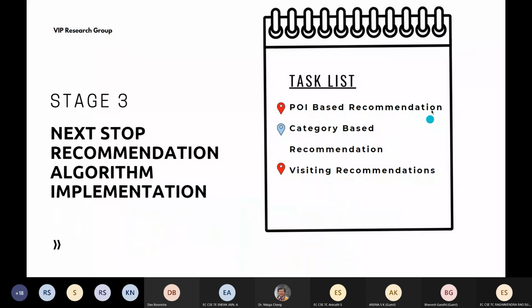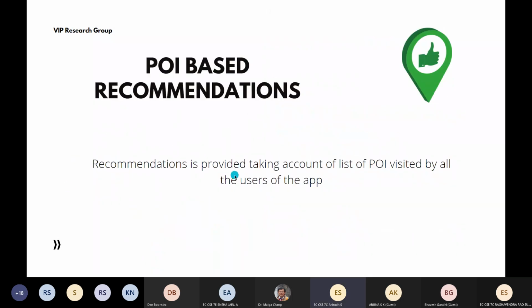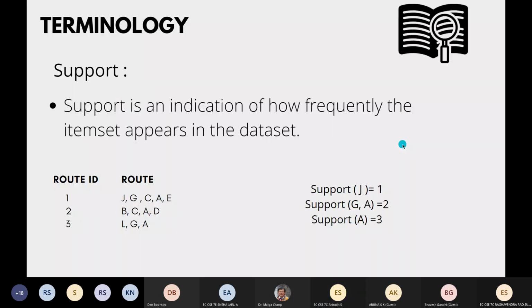And finally, stage 3 is where the next stop recommendation algorithm is actually implemented. So we have 2 recommendation algorithms. One is point of interest based, and the other is category based. Finally, we'll see what happens when we visit those recommendations. So first, the point of interest based one is going to take into account all the points of interest visited by all the users of the app.